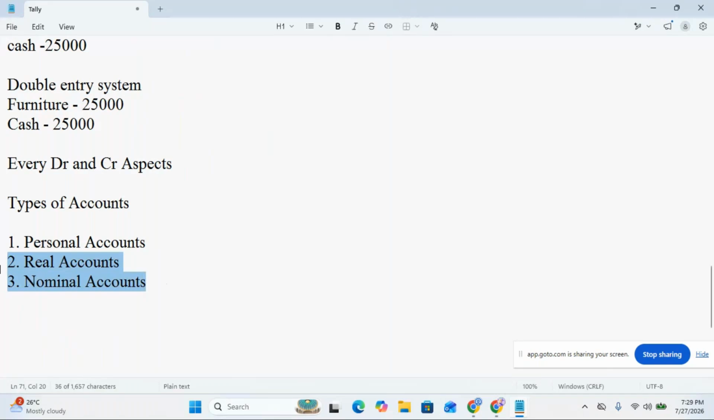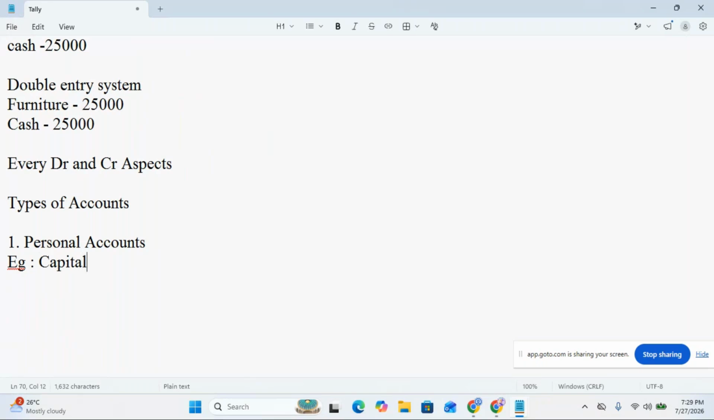It's an account of a person, company, or an organization. Okay, can you give any example? It relates to a person or organization. The rule we follow. Example, here is an example: Ram's account.